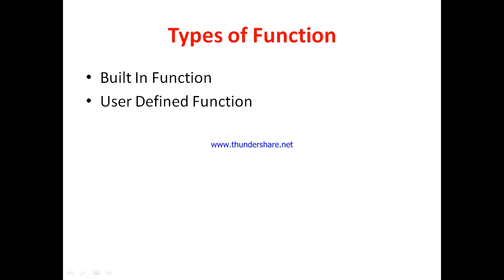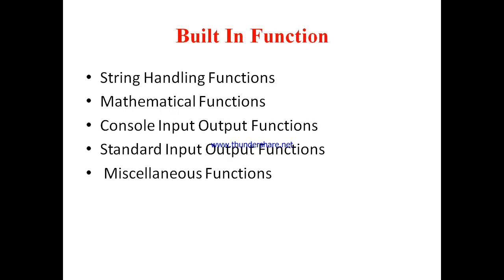So there are two types of functions. One is built-in functions, which are already defined by the compiler, and another type is user-defined functions, which are defined by the user. Now, built-in functions: the C language has various types of built-in functions.